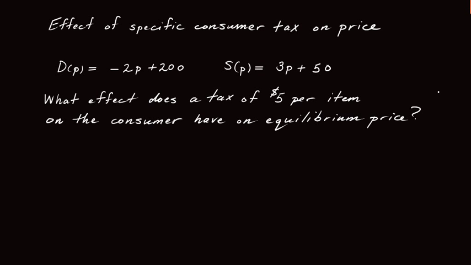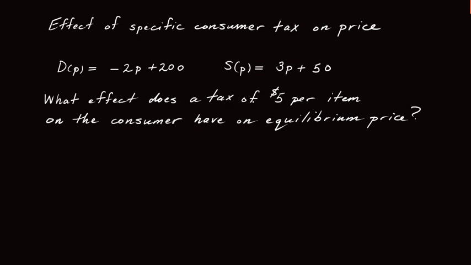In this video, I want to discuss the effect of a specific consumer tax on the equilibrium price. So to begin with, we know that the demand for a particular product is given by this formula, where P is the price, and the amount supplied is given by this formula, where P is that price. And the question is, what effect does a tax of $5 per item on the consumer have on equilibrium price?